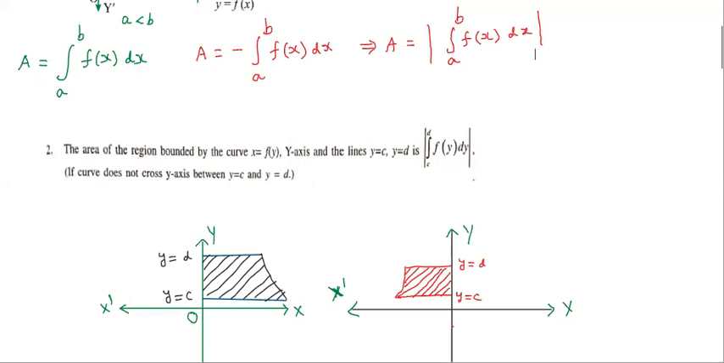Now see the second point: the area of the region bounded by the curve x is equal to f of y. The function is in terms of y, and the y-axis, and two lines are given, y is equal to c and y is equal to d. So here c is less than d. So the required area is A is equal to modulus integration c to d f of y dy.